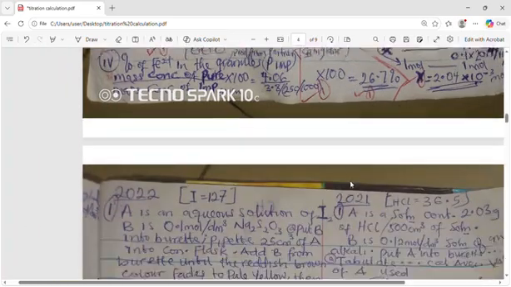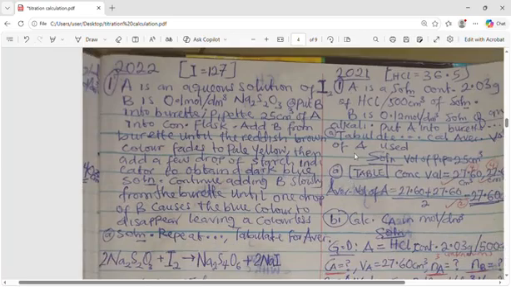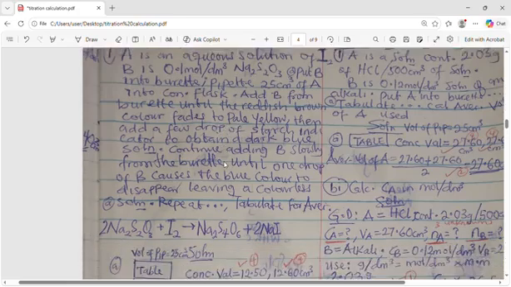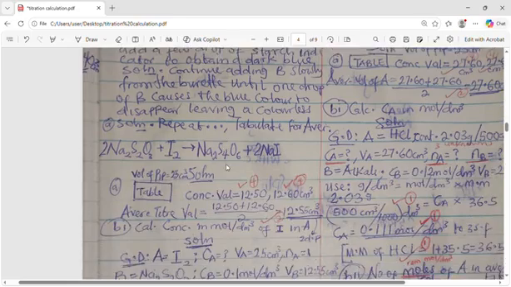Then we move to 2022 that says A is an aqueous solution of iodine, B is 0.1 moles per dm cube of sodium thiosulfate, put B into burette, and so on. So this one now is a redox titration. Don't panic, it's still the same method. So always remember, try the volume of your pipette, you draw your table, the concordant values, those ones that are within 0.2 difference, add them together over 2, get your volume.